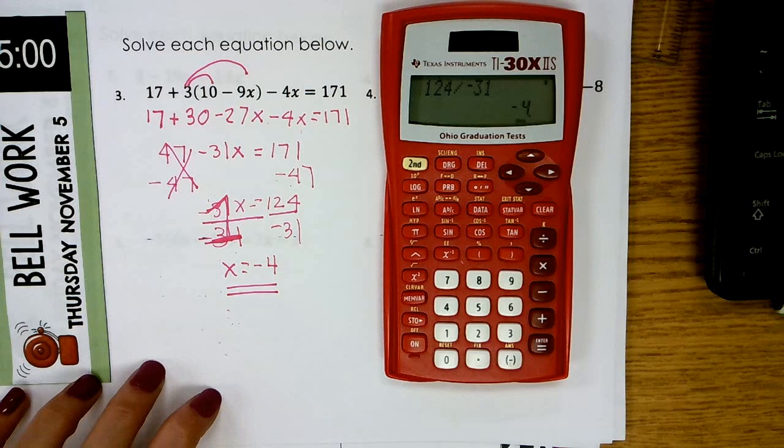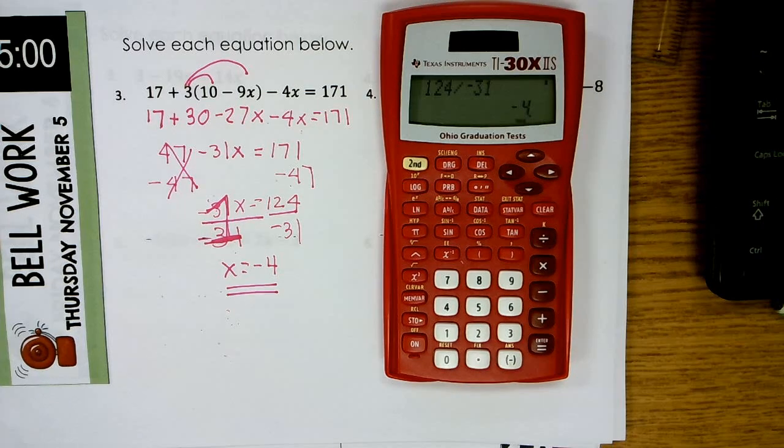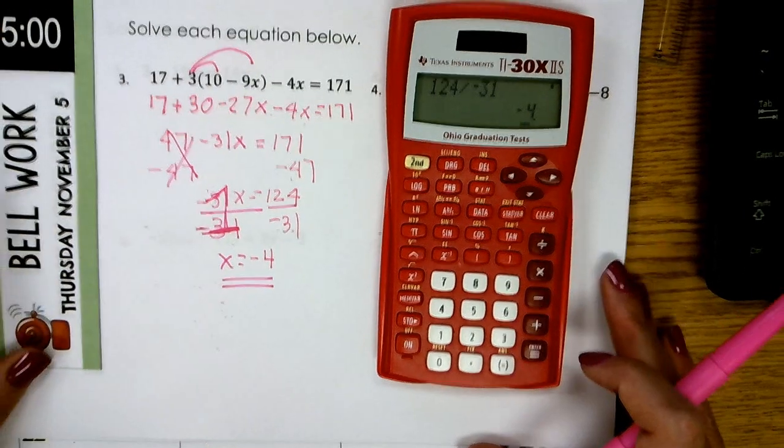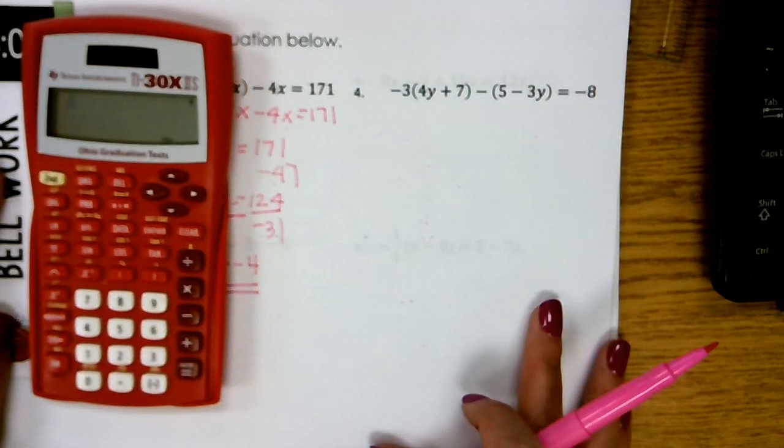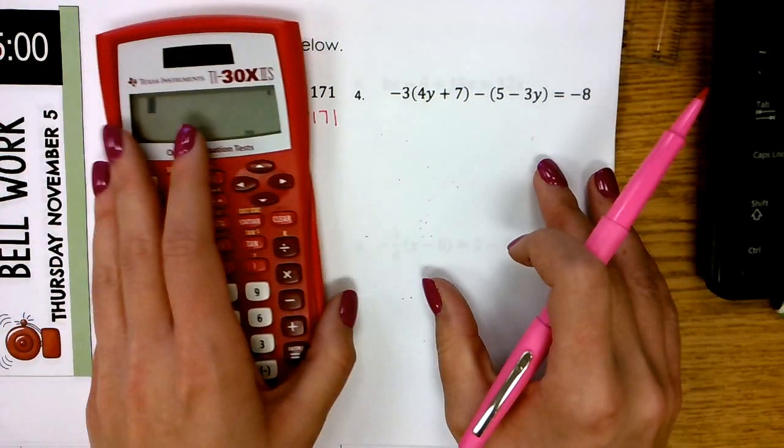And we are done with that problem because we isolated the variable. Remember, isolate means to get by itself. So we got x by itself on one side. Now we're going to go over here and do number 4.